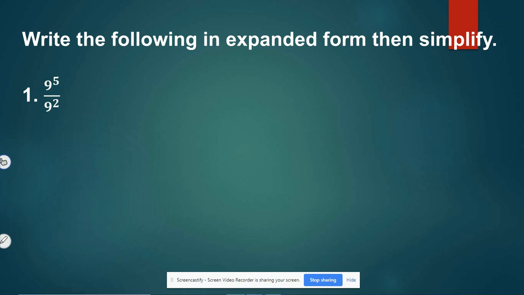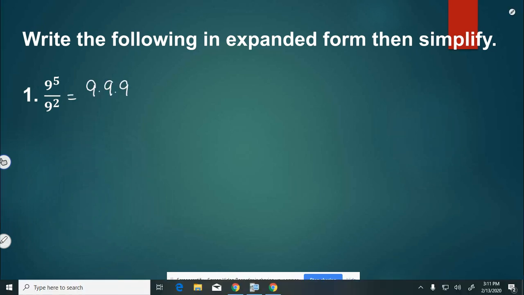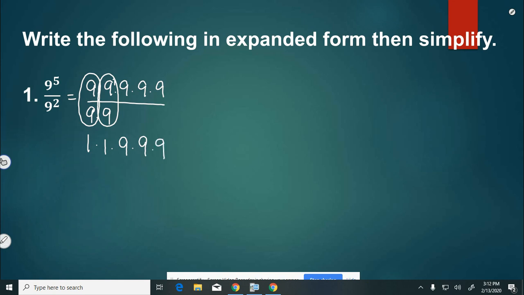So 9 to the fifth is 9 times 9 times 9 times 9 times 9 over 9 squared, which is 9 times 9. And now we're dividing here. So remember, whenever you divide a number by itself, we get 1. So this is like 1 times 1 times 9 times 9 times 9. Now, 1 times 1 doesn't change the product, so we're really just left with 9 to the third.